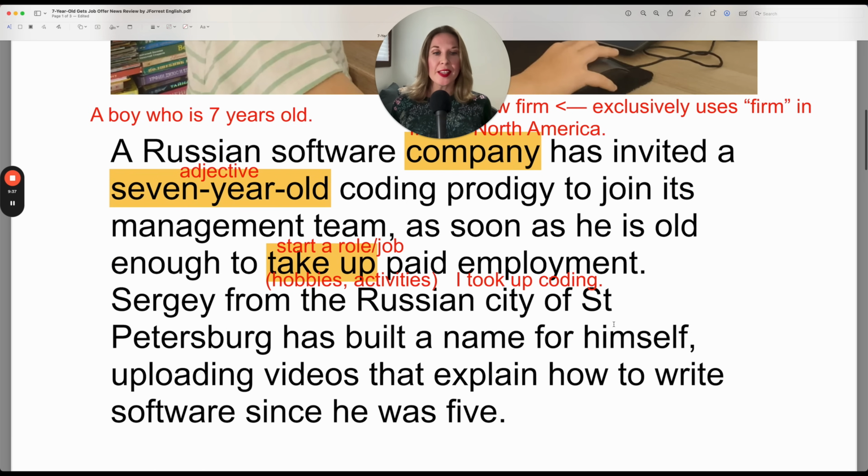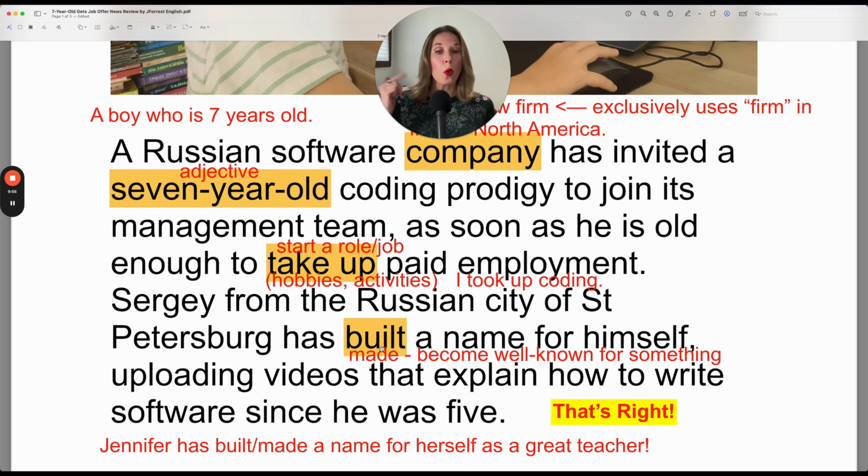"Sergey from the Russian city of St. Petersburg has built a name for himself." Often we replace built a name with made, has made a name for himself, "uploading videos that explain how to write software since he was 5." And if you build or make a name for yourself, you would need to change this depending on who the subject is. It means you become well known for something, so you're regarded as an expert. So hopefully I could say Jennifer has built, has made. Remember, both verbs are possible.